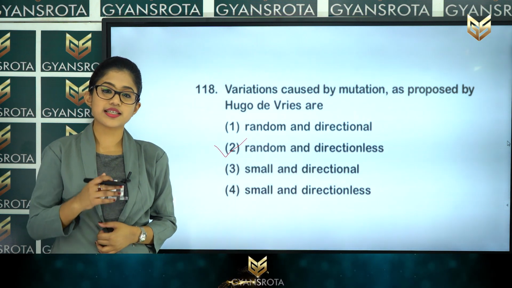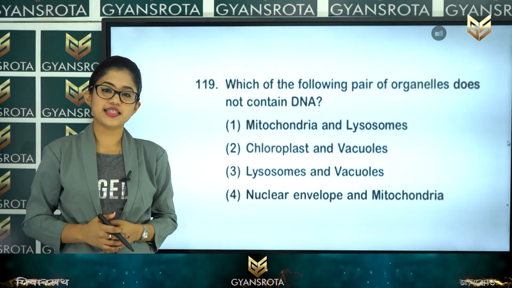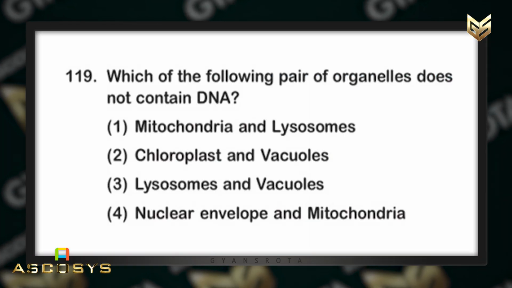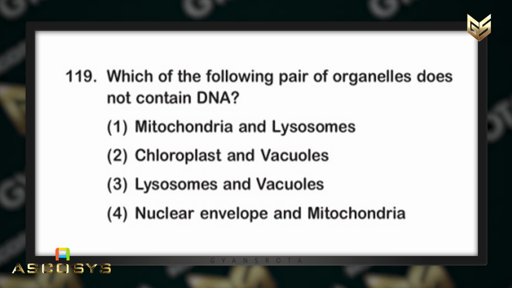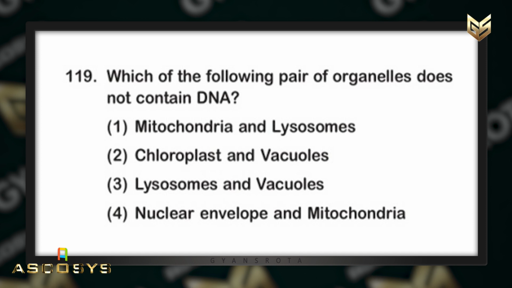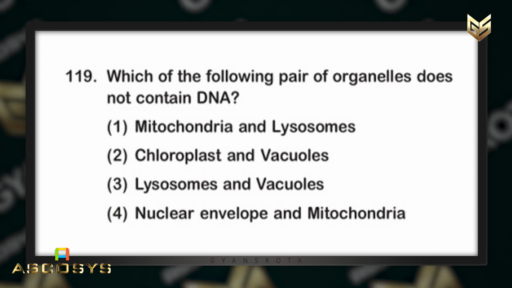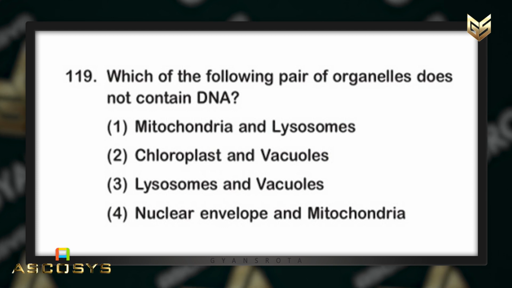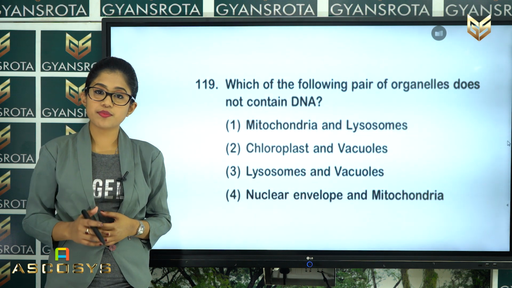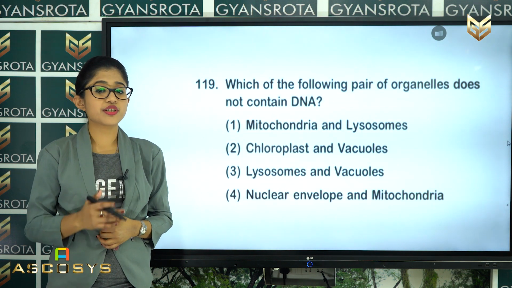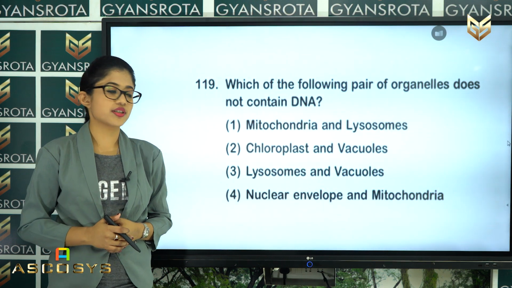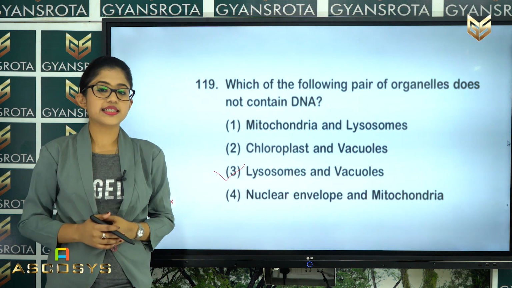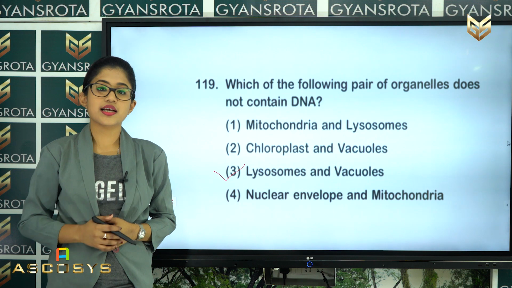Now let's move on to the next question. So in this question number 119, it has been said that which of the following pair of organelles does not contain DNA? First option is mitochondria and lysosome, second option is chloroplast and vacuoles, third option is lysosomes and vacuoles, whereas the fourth option is nuclear envelope and mitochondria. So we have discussed this part in the chapter cell, the unit of life. So which among them is the correct option? That is option number 3. Lysosomes and vacuoles do not contain deoxyribonucleic acid, that is DNA.